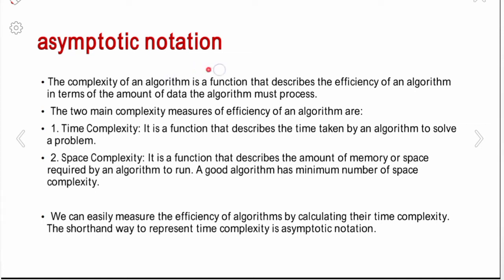So next one is the asymptotic notation. Here basically we are using the asymptotic notation. The complexity of an algorithm is a function that describes the efficiency of an algorithm in terms of the amount of data that the algorithm must process.